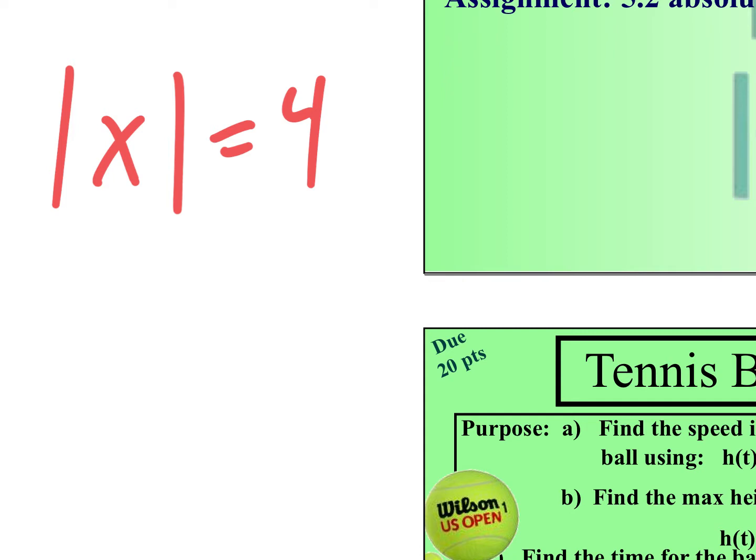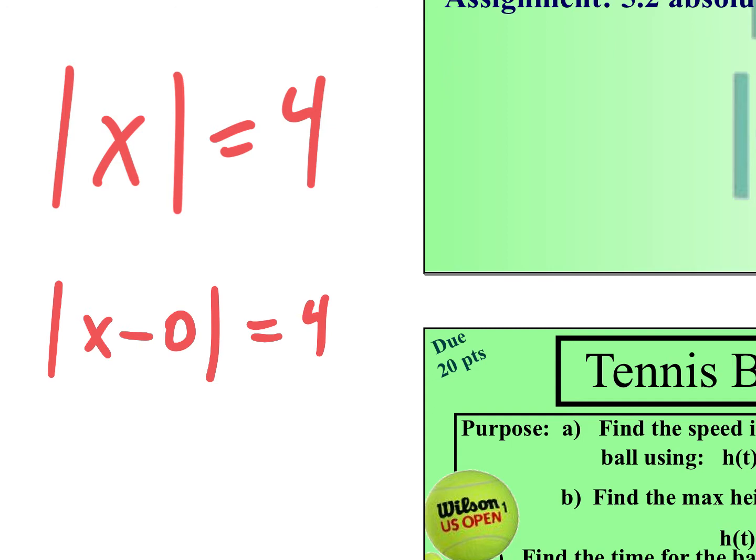Absolute value of x equals 4. Distance of x to 0 is 4. Okay. You might be saying that right, but how about if I put this in here, and this might help us explain it better. Would you agree x and x minus 0 are the exact same thing?